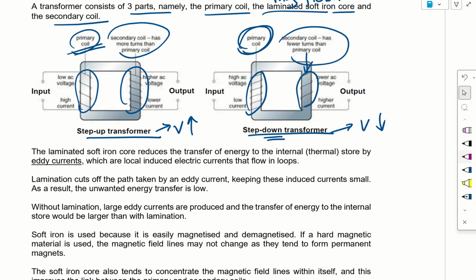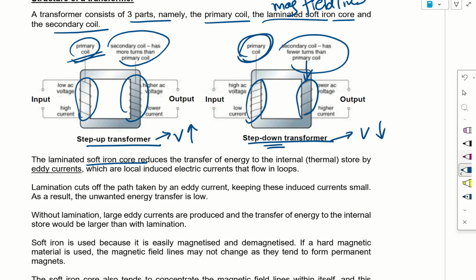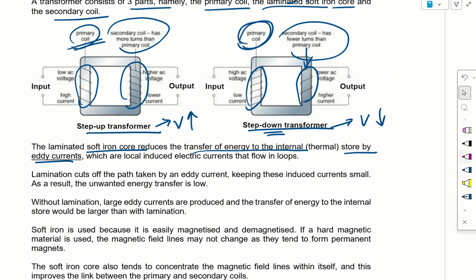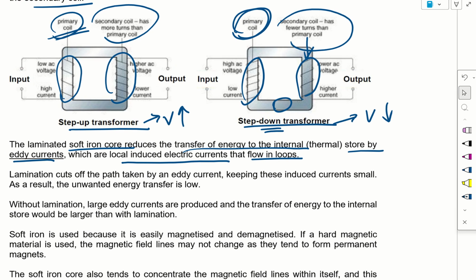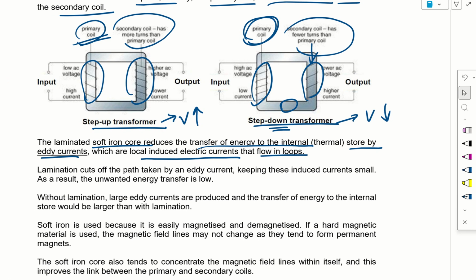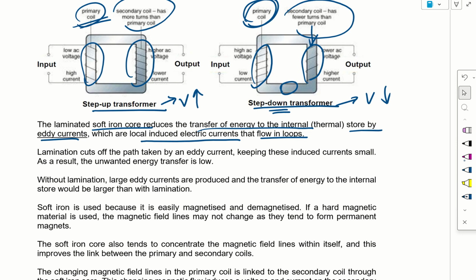Okay, so we have a laminated soft iron core. It reduces the transfer of energy to the internal store by eddy currents. These are local induced electric currents that flow in loops. Because the core is also a metal, it will experience a change in magnetic flux, right? So there will also be current flowing inside. These are called eddy currents.